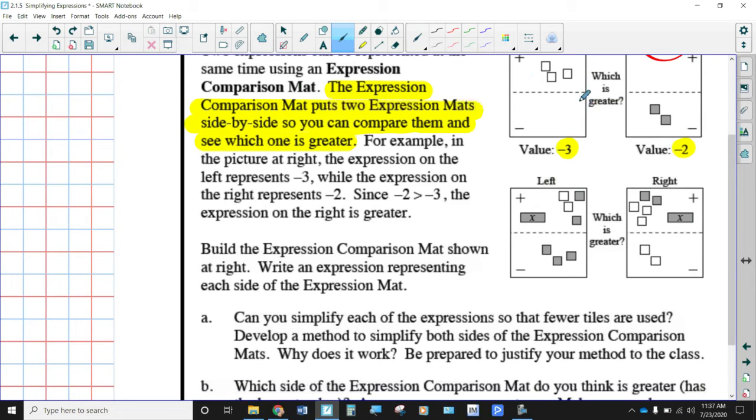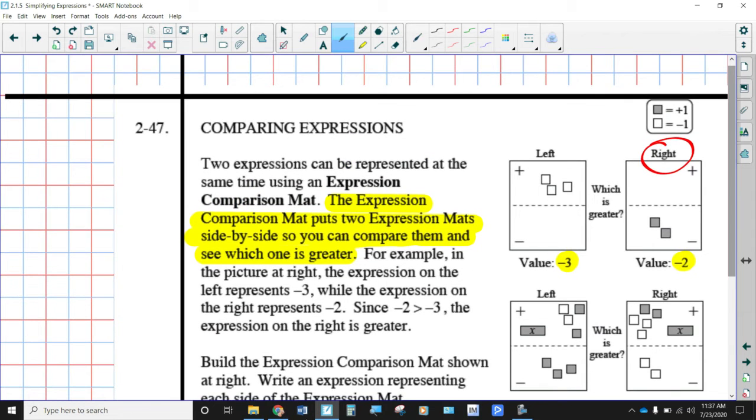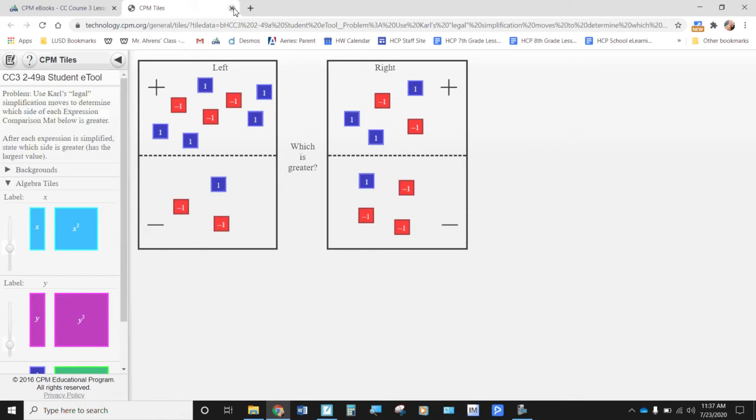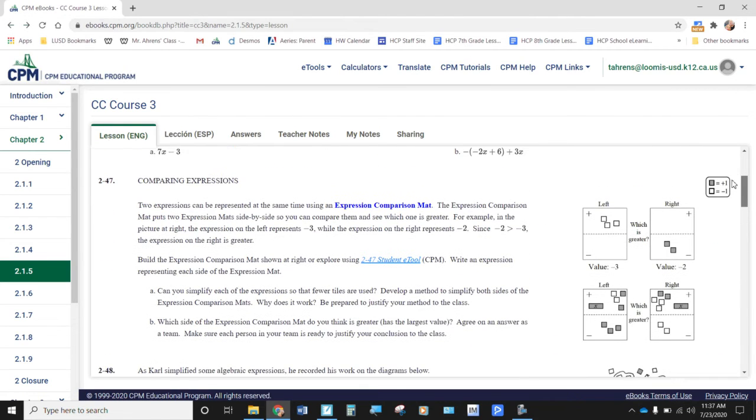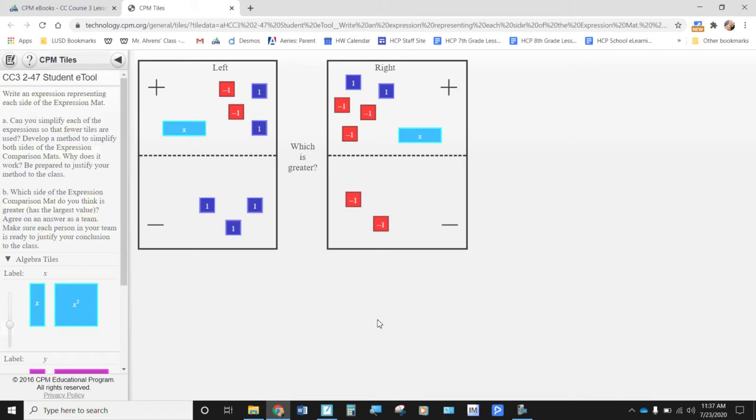are unit tiles. But as soon as we start introducing variables into these expressions, now it's going to start to get a little bit more complicated. So what we're going to do is, and I believe you can access this from the online tool. Let me see if that's the one right there. That was problem number 49. Can we do this on 47? Yes, problem number 47. These are already provided for you with the online tool. So you don't necessarily have to build everything, although it would be good for you to draw this into your journal to record everything, but you can use this to help you with the process.